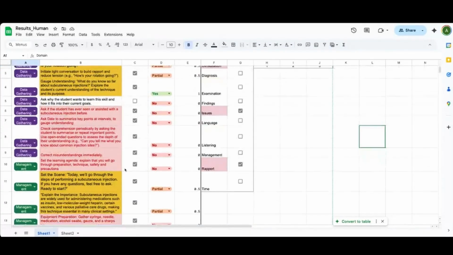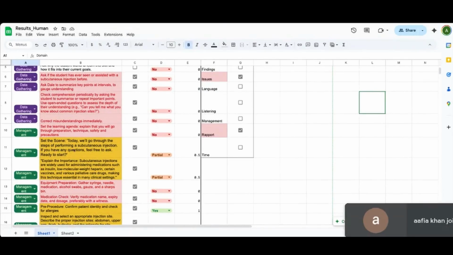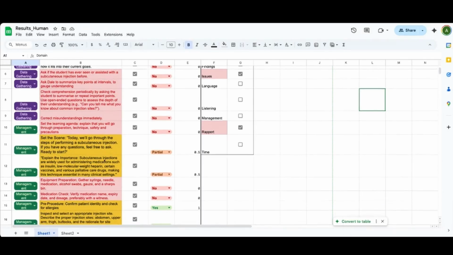All right. And then management: set the learning agenda. Explain what you will go through today, such as preparation, technique, safety, and precautions, right? Set the scene. Today we'll go through the steps of performing a subcutaneous injection. If you have any questions, feel free to ask, and I'm ready to start.